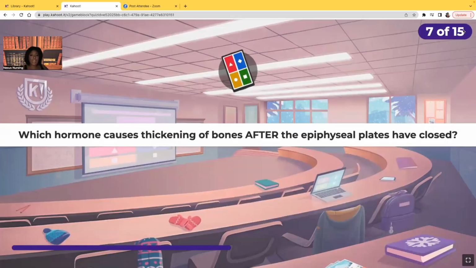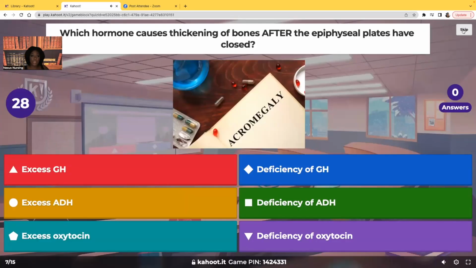Which hormone causes thickening of the bones after the epiphyseal plate has closed? Is it excess growth hormone, deficiency of growth hormone, excess ADH, deficiency of ADH? Is it excess oxytocin or deficiency of oxytocin?